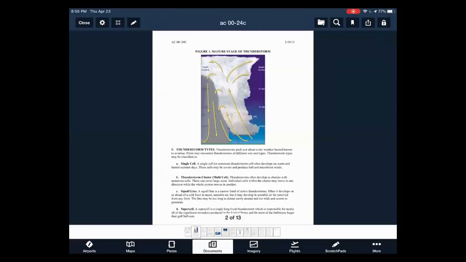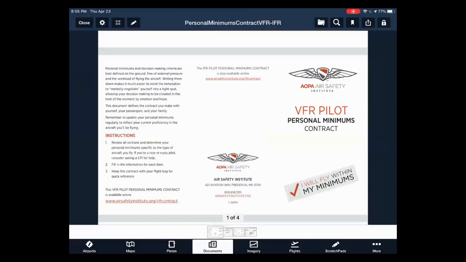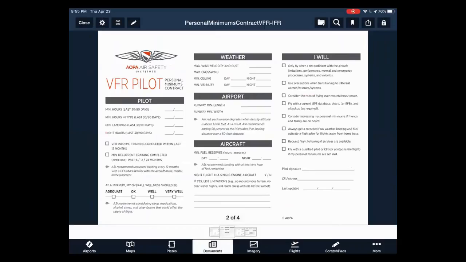So with AOPA, they have something called a contract that you make with yourself, basically. This is a VFR pilot personal minimums contract. There's also an IFR one as well. So you agree that you will fly within your own established personal minimums. You can see that it does generally follow the PAVE aspect of the pilot, the aircraft, the environment, etc. So in this case, you can of course see that you establish how many minimum hours you will accept, how many minimum hours in type, things of that nature.